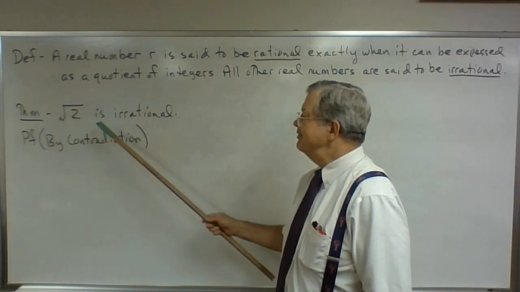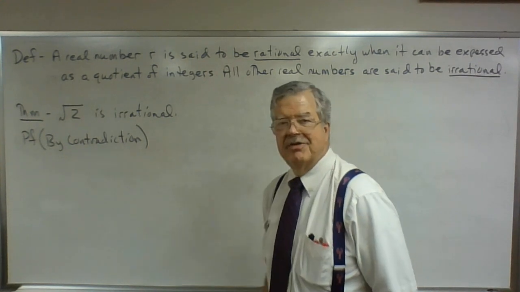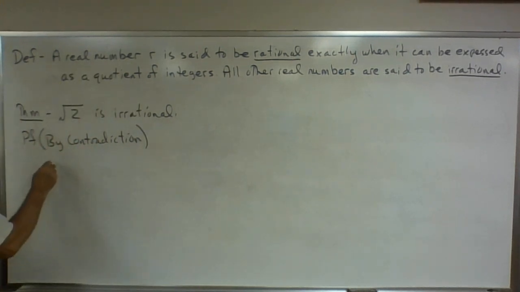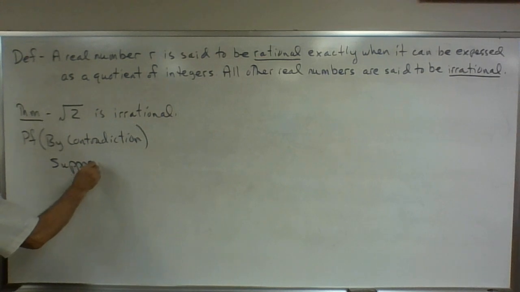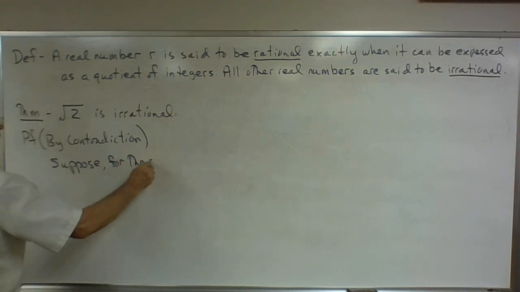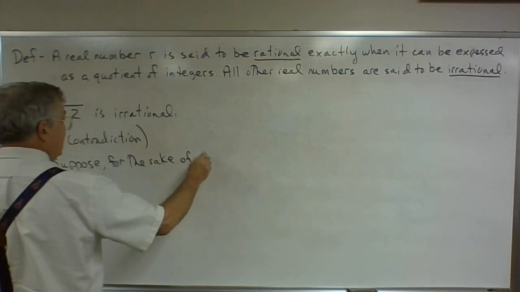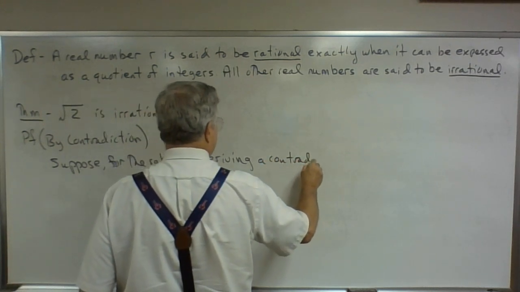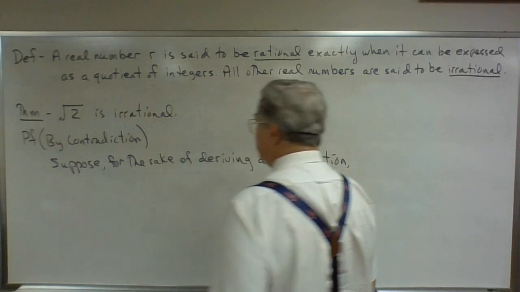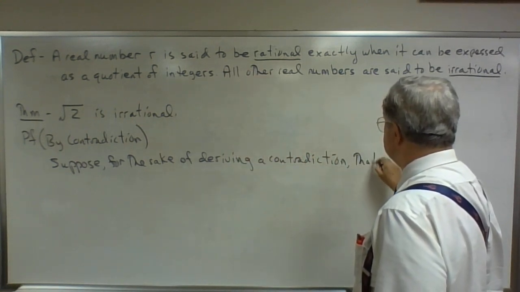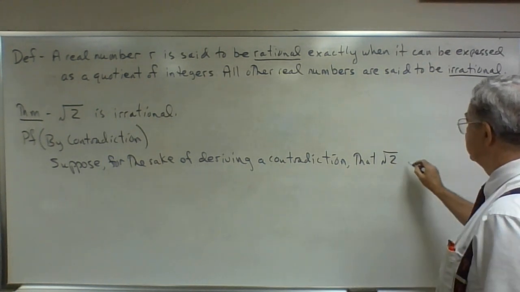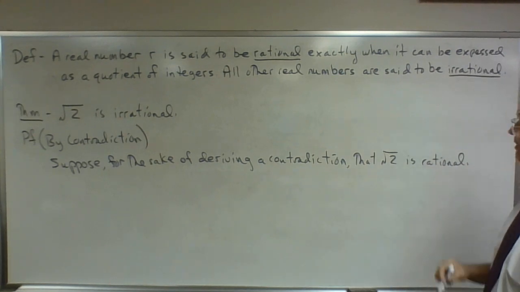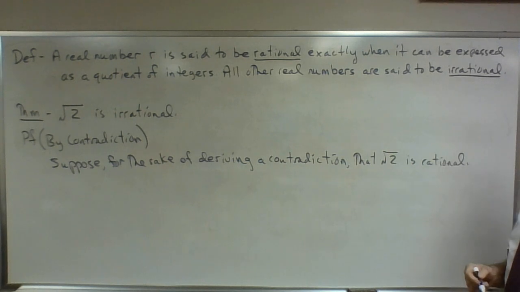And now we're going to prove the theorem: square root of 2 is irrational. So let's do that. It's a proof by contradiction. Suppose, for the sake of deriving a contradiction, square root of 2 is rational. It's a proof by contradiction, so we assume the exact opposite of what we want to prove.